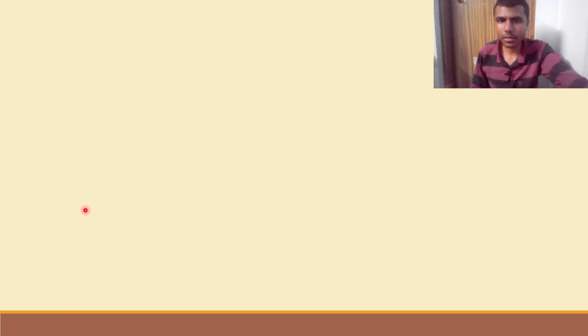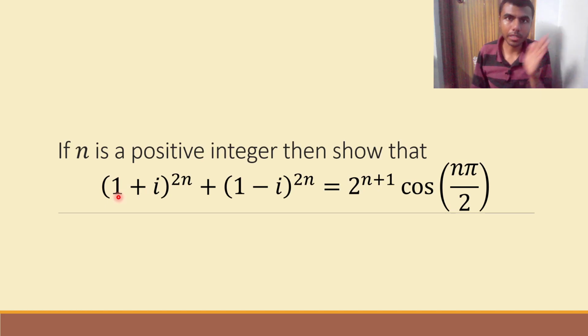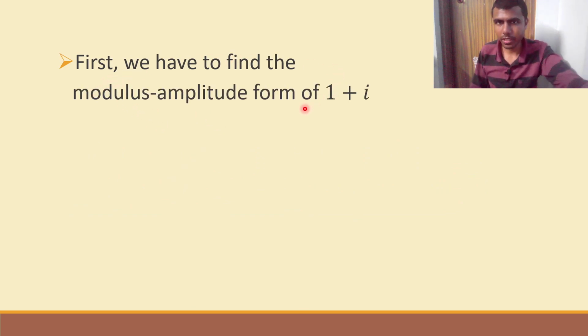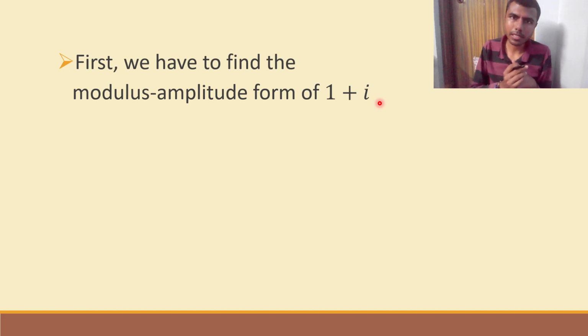Now see, first what I'm going to do is find the modulus amplitude form of 1 + i. Okay, I'm going to write it in the form r(cos theta + i sin theta). Please stay with me. I'm going to make it easy. First we have to find the modulus amplitude form of 1 + i. Now how are we going to find the modulus amplitude form?